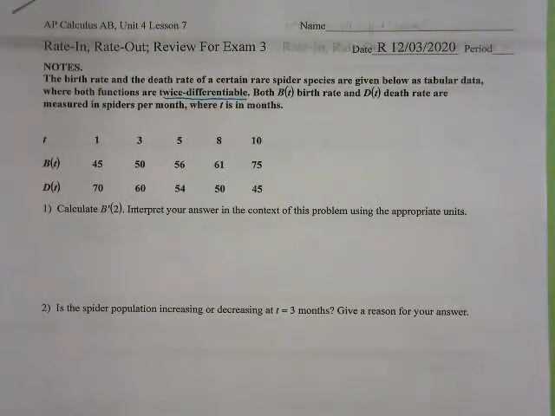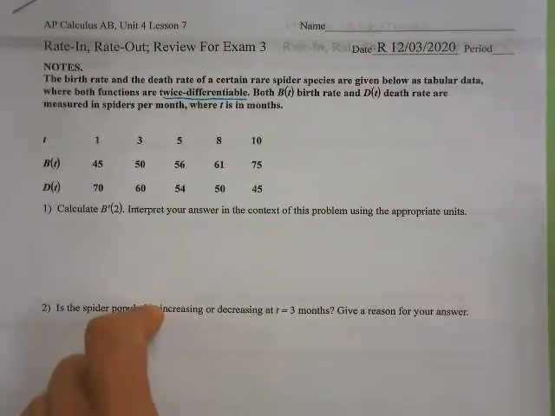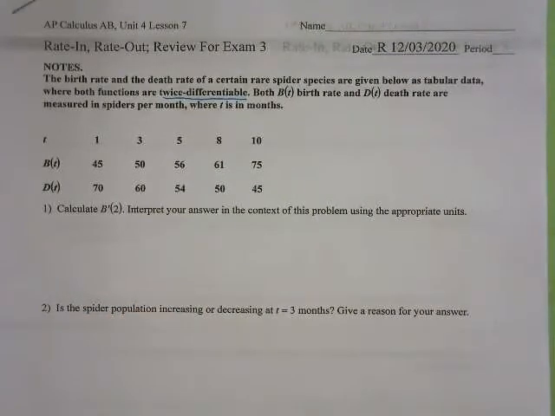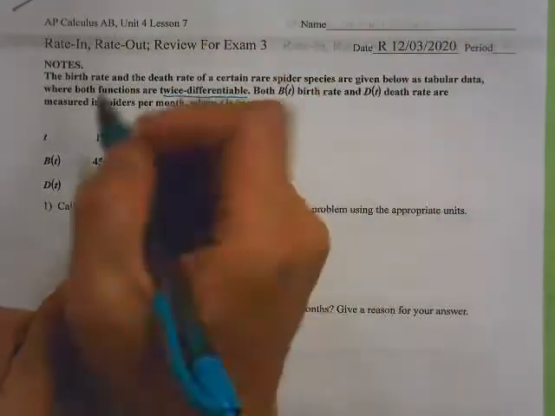Okay, both B of t, birth rate, and D of t, death rate, are measured in spiders per month, where t is in months. Maybe they're in the lab, I don't know where they're at. But here's the data. Calculate B prime of 2. Interpret your answer in the context of this problem using appropriate units.